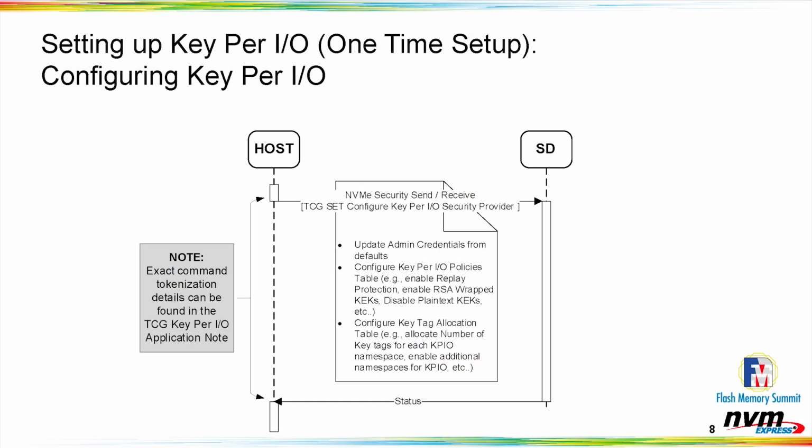So once you've turned it on, the next step is configuring it, and what that entails is basically setting up the number of keys. Obviously, the device manufacturer has the upper limit on how big the key cache is, but dynamically allocating keys per namespace is in host hands. So part of the configuration is allocating how many keys you need for a particular namespace, and whether you need a certain type of security protection of the keys when they're being sent across the interface.